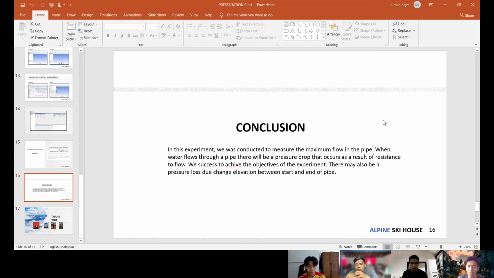Okay, last but not least, for the conclusion, Nick. Okay, for the conclusion, in this experiment, we have conducted to measure the maximum flow in the pipe. When water flows through a pipe, there will be a pressure drop that occurs as a result of resistance to flow. With success to achieve the objective of the experiment, there may also be a pressure loss due to change in elevation between start and end of pipe. So that's all from me.